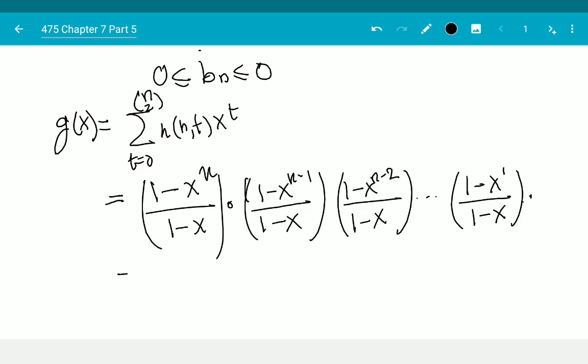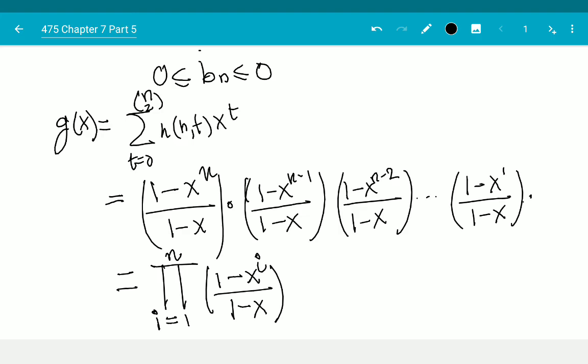This is it. And so what I get is that my generating function is exactly the product, let's say, i is equal to 1 to n of 1 minus x to the i over 1 minus x. Okay?